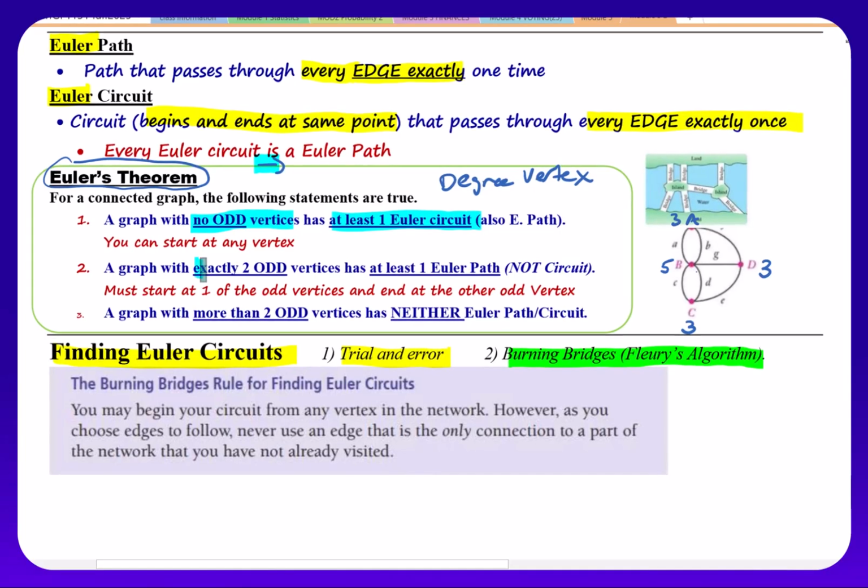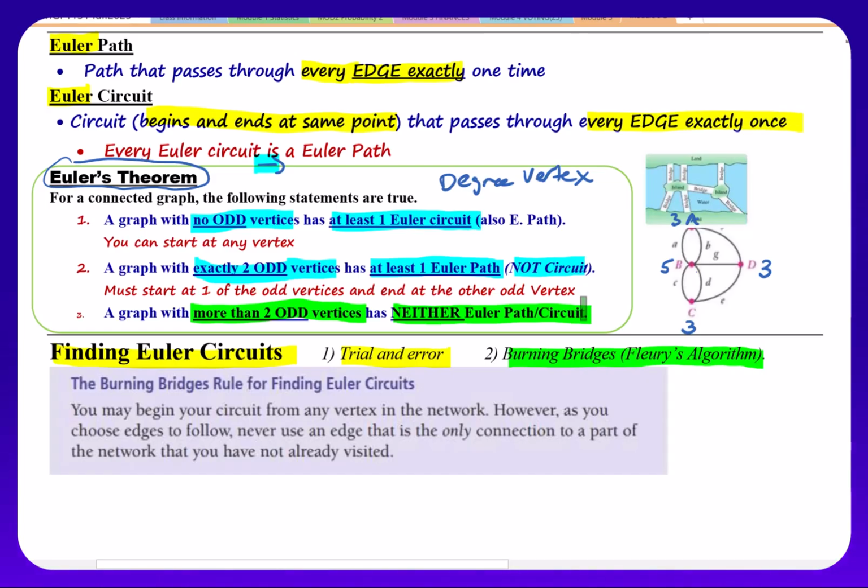You can start anywhere you want if there are no odd vertices. If there are exactly two odd vertices, you will have at least one path, not a circuit. You will have to start at one of the odd vertices and you will end at the other odd vertex. If a graph has more than two odd vertices, there is neither.